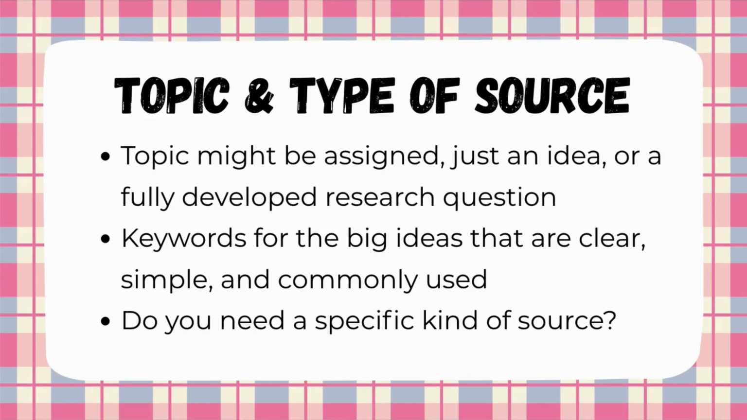So, step number 1 is figuring out what your research topic is and what type of source you need. Your topic might be assigned, it might be just a vague idea you have, or it might be even a fully developed research question. In any case, you need to think about what keywords you might use to get at the big ideas of your topic and think of words that are clear, simple, commonly used ways to describe these ideas. And finally, think about if you need a specific kind of source. Today we're talking about finding academic sources, but you may need a different kind of source, in which case your next steps might be slightly different.